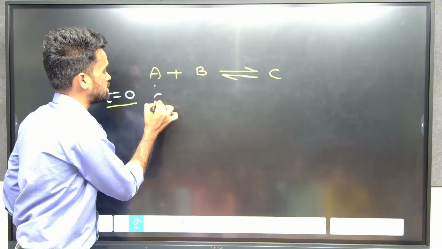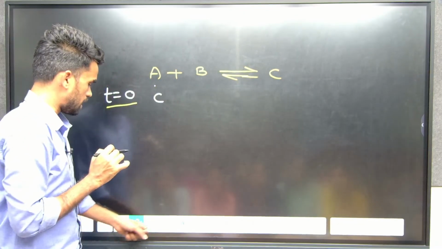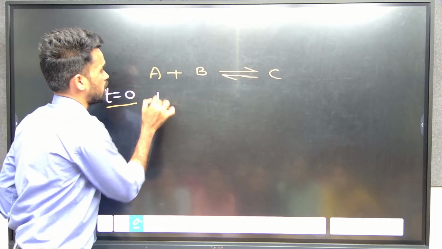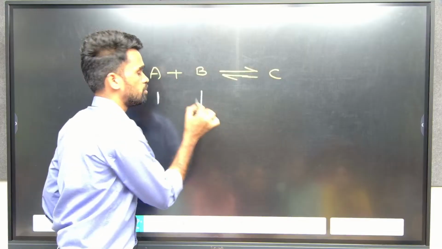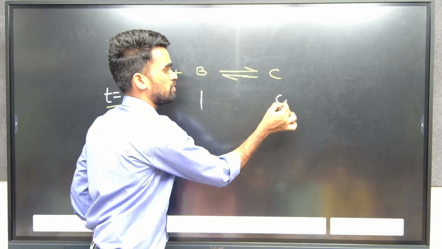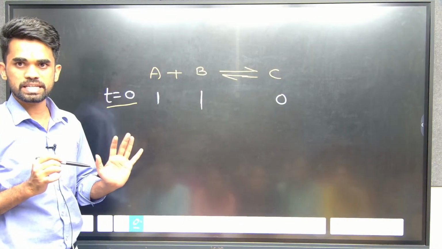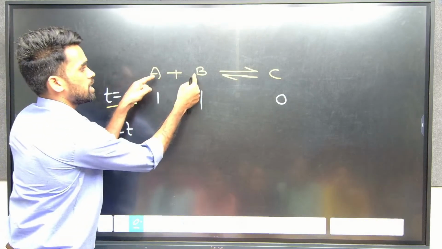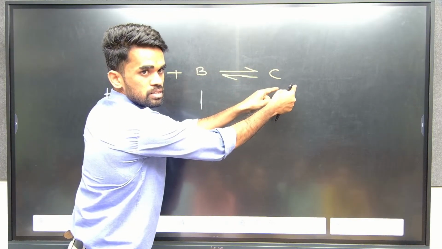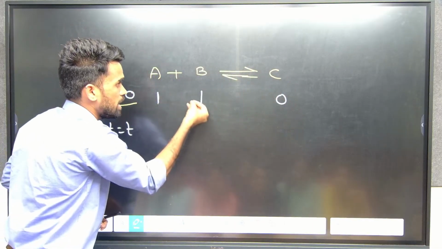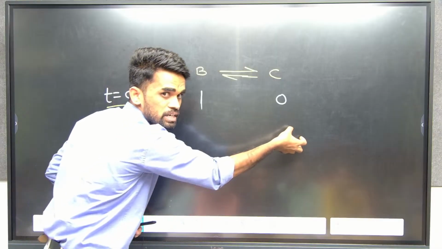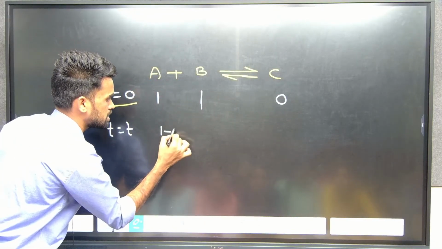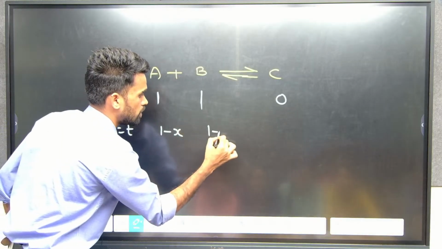Let us say I am taking 1 mole of A, 1 mole of B, and 0 moles of C will be there at the beginning. Yes or no? Is this clear up to here? Yeah. So after some time what happens? This A and B combine and form C. It means some of these A and B are decreased, converted into product side. So I can say 1 minus X, here also 1 minus X.